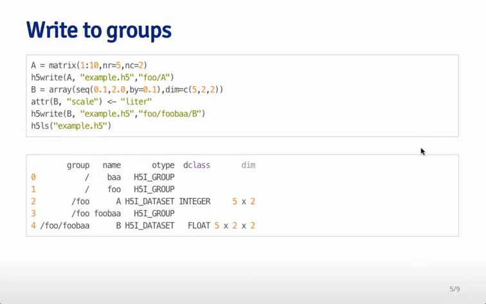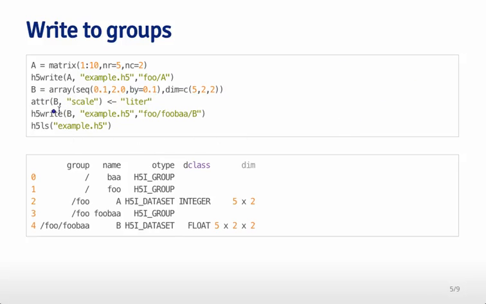Then we can write to the specific groups. For example, we can create a matrix A, and then we can use the h5write command to write that matrix to a particular group. Again, this is the file that we're looking at, and this is the group within that file. We don't have to write just matrices, we can also write multi-dimensional arrays. For example, here's a multi-dimensional array.